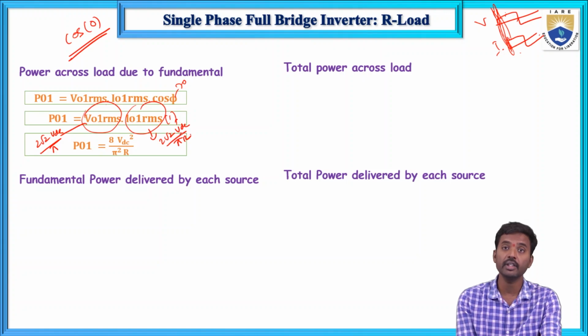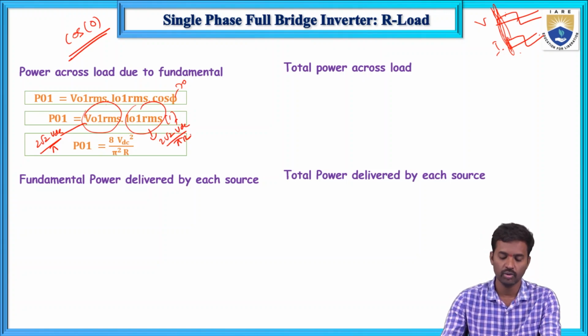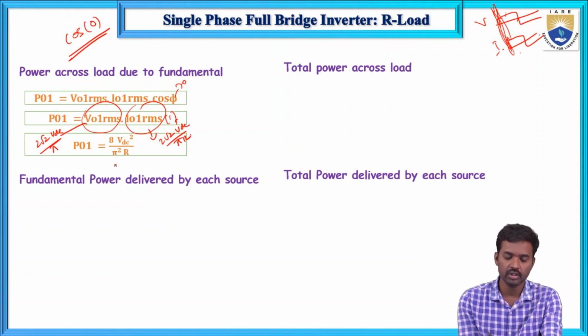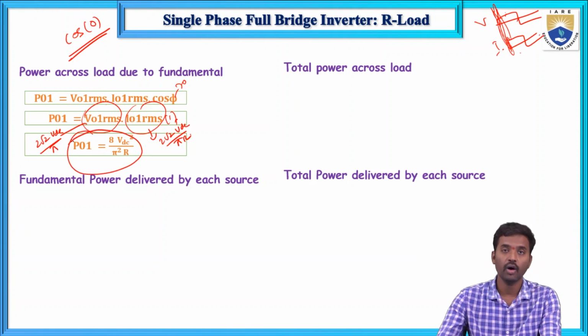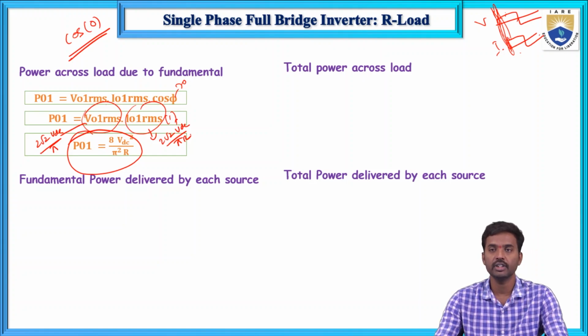So now multiply these two. 2 root 2 whole square is 8 VDC whole square, next to pi square into R. This is the final output power across the load due to the fundamental. And next, the fundamental power delivered by each source.